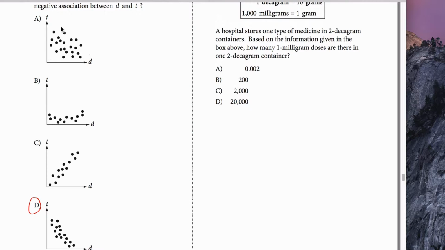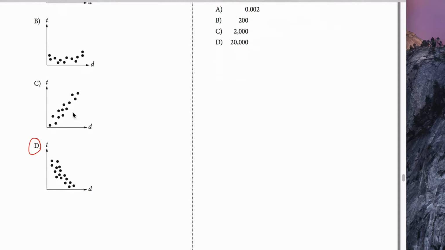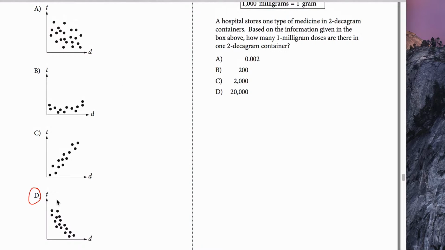And you're like, yeah, that kind of happens up here in A. It doesn't happen here in C at all, right? If I go from left to right, these are clearly going up. In B, as I go from left to right, it appears they're staying more or less flat. But in both A and D, they appear to be going down, these data points, as I read this from left to right. However, this is a stronger association because it's more clear here that these points are going down than it is here. Here, it kind of looks like it's going down, but they're sort of all over the place. Therefore, the answer is D.